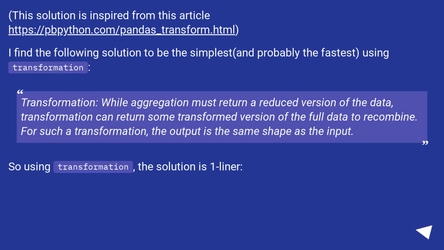This solution is inspired from this article. I find the following solution to be the simplest and probably the fastest, using transformation. While aggregation must return a reduced version of the data, transformation can return some transformed version of the full data to recombine. For such a transformation, the output is the same shape as the input. So using transformation, the solution is a one-liner.